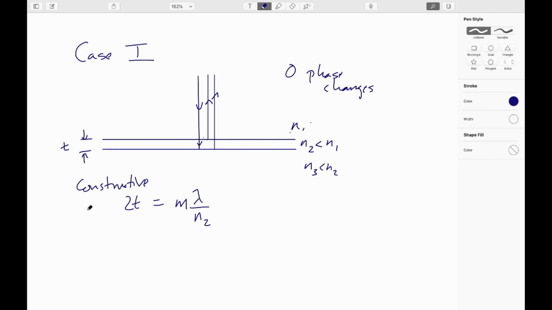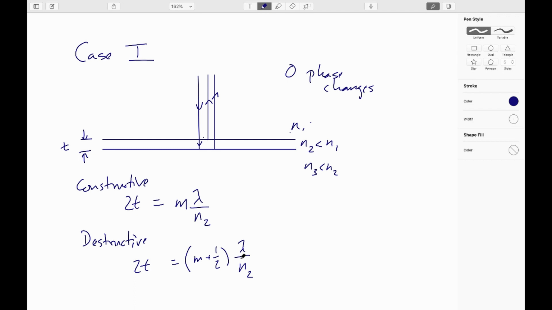And similarly for destructive interference, so if my round trip is 1, 2, 3, 4, 5, 6 wavelengths in the film, I'll have constructive interference. For destructive interference, now the round trip distance will need to be 1/2, 1.5, 2.5, and so forth, wavelengths in the medium. So it'll again be the wavelength in the vacuum divided by N2.